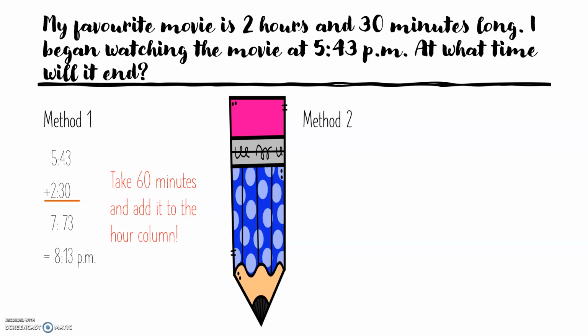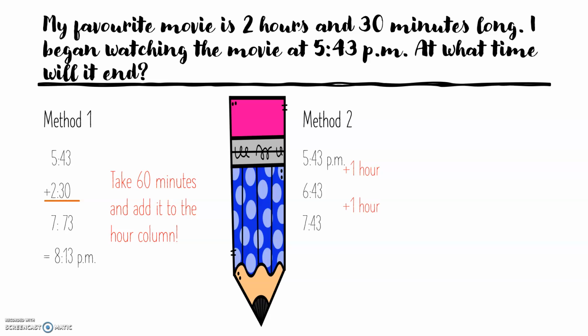Now, let's take a look at a second method where I'm just going to be adding units of time. So if I start at 5:43 p.m. and I add an hour, that brings me to 6:43. But it's 2 hours, right? So I'm going to add another hour. From 6:43 plus an hour, or moving an hour forward, that brings me to 7:43. So I've already moved forward 2 hours.